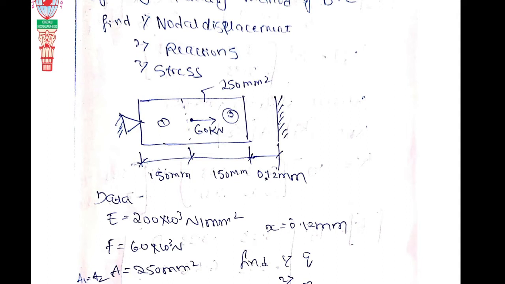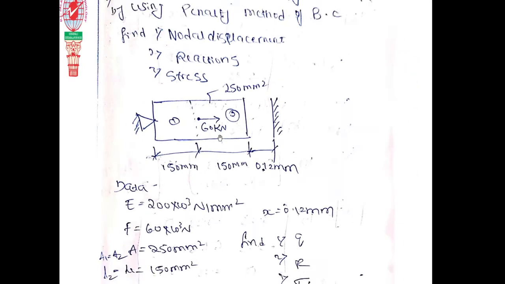Okay. Now the gap problem. The gap is 0.12, the area is 250, and a 60 kilonewton load is acting. The distance from the left-hand side is 150.